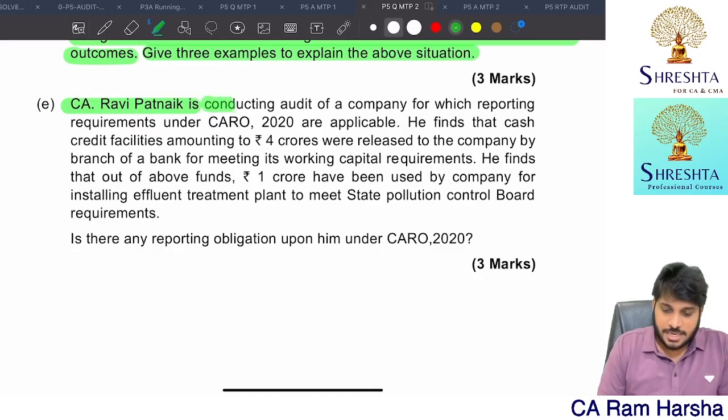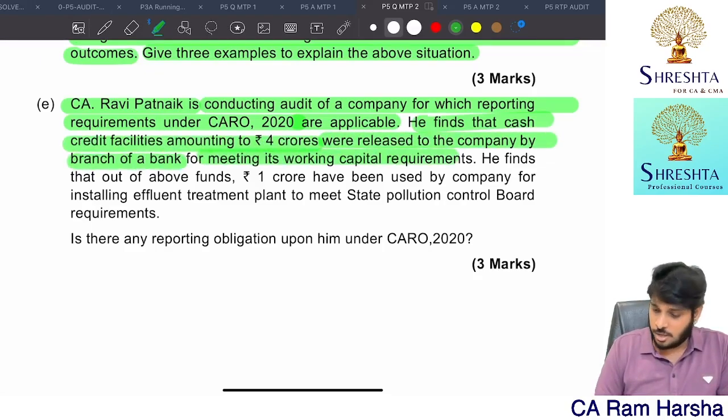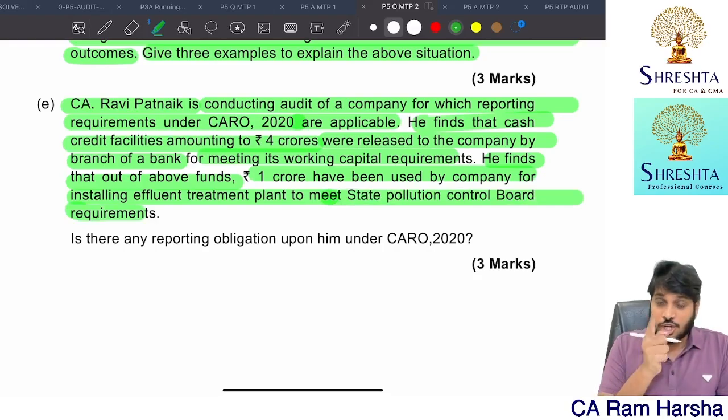CA Ravi Patnaik is conducting an audit of a company for which reporting requirement under CARO 2020 is applicable. He finds that cash credit facilities of 4 crore were released to the company by a branch for meeting its working capital. Out of the above, 1 crore has been used by the company for installing an effluent plant to meet state pollution control. The short-term funds were used for long-term purpose. Auditor has to qualify. Is there any reporting?